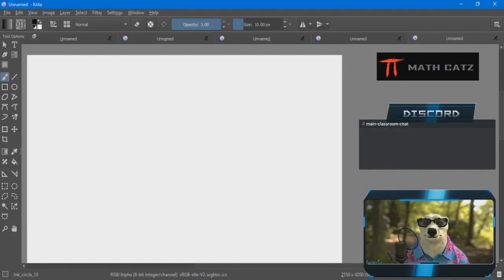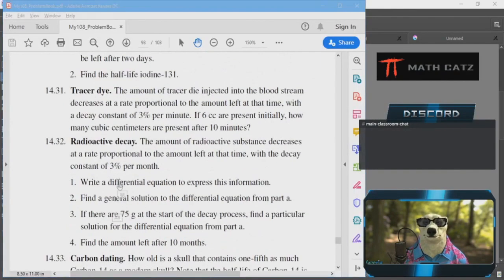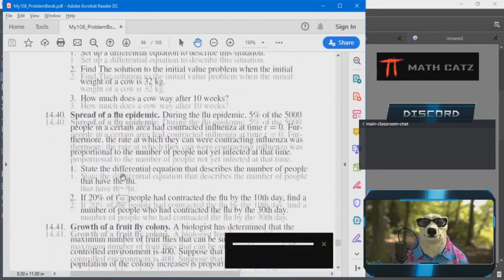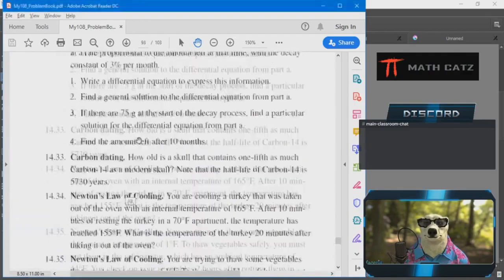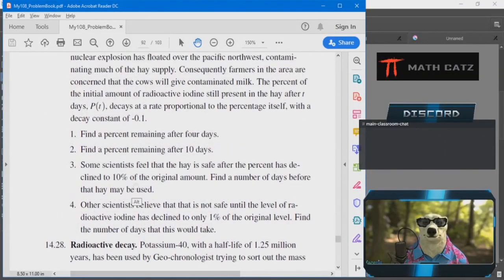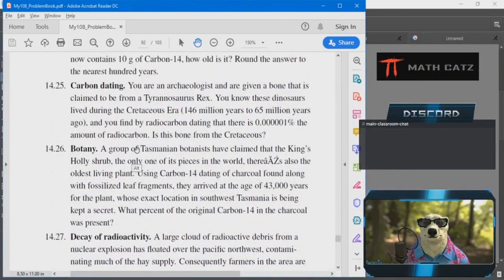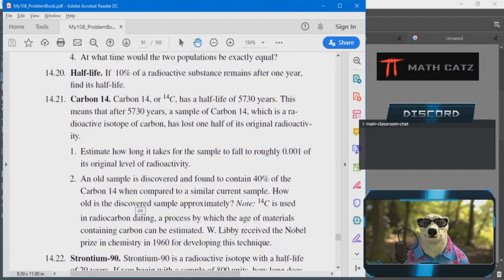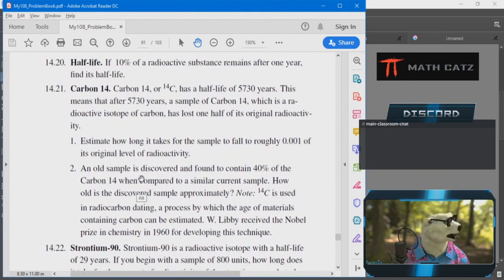Now, I will say at this stage that there are more questions in this problem book, Newton's law of cooling, fish population, and mountain goats, and all kinds of stuff that we won't be covering right now. I want to go to number 20. So for now, we're only focusing on basic exponential population growth and radioactive decay. I want to do 20 and 21, and then we are done.